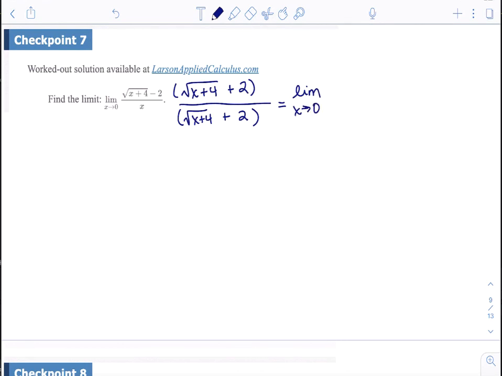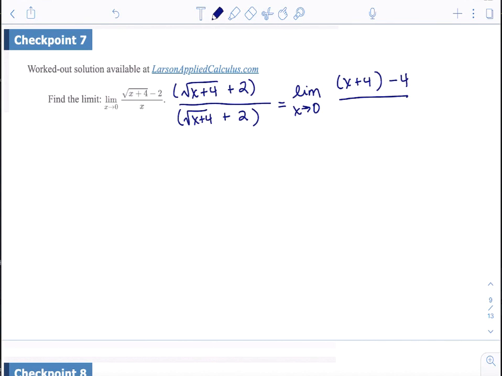we simplify the numerator. The square root of x plus 4 times the square root of x plus 4 is just going to give us x plus 4. And the nice thing here is if we continue our foiling, we'll have positive 2 square root of x plus 4 and negative 2 square root of x plus 4, and so those middle terms are going to cancel. So we can go ahead and skip to the last multiplication, negative 2 times positive 2, which is a negative 4.